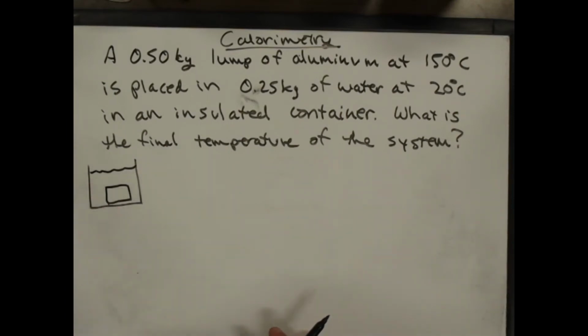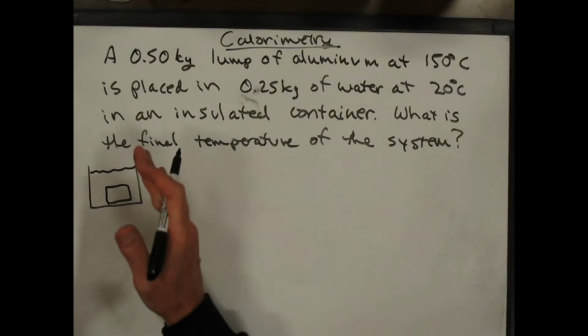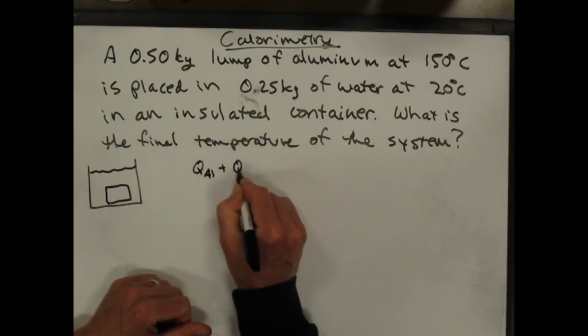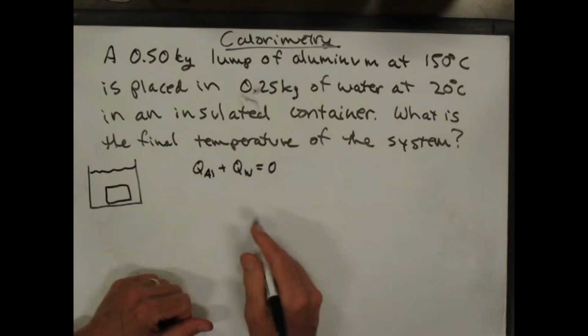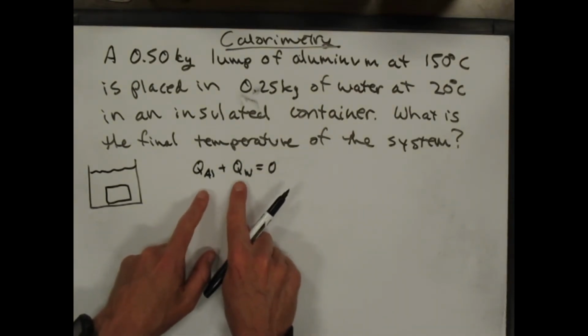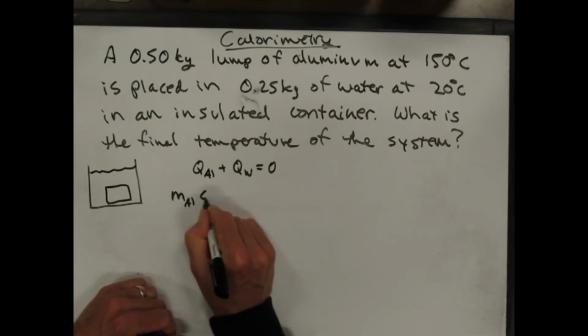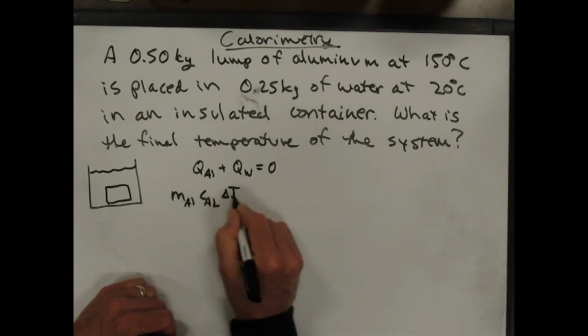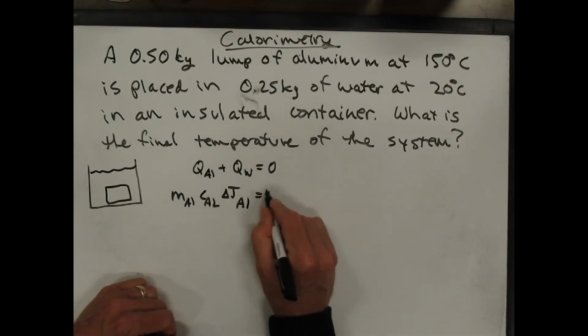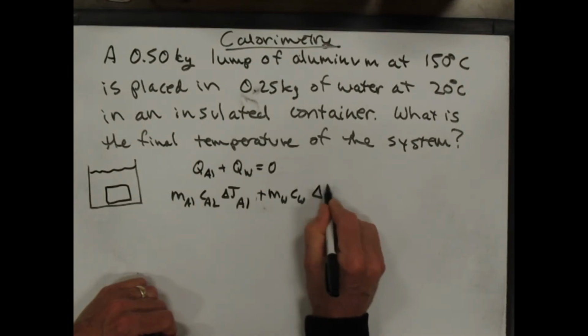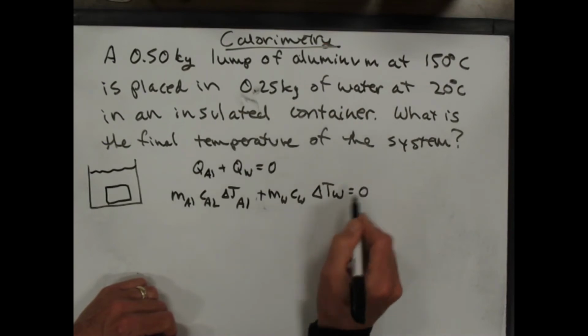And so what we know is that since the system is isolated, Q aluminum plus Q water is equal to 0. That is to say, the heat gained by the water is lost by the aluminum. And so M aluminum, C aluminum, delta T aluminum is equal to plus M water, C water, delta T water is equal to 0.